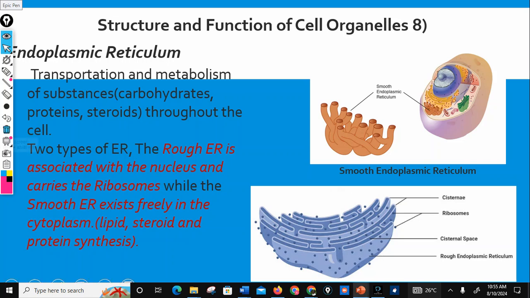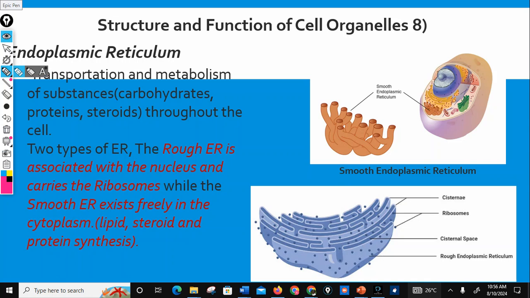This one is called the rough endoplasmic reticulum. It is rough because of the presence of ribosomes. I repeat, it is rough because of the presence of ribosomes attached to them.